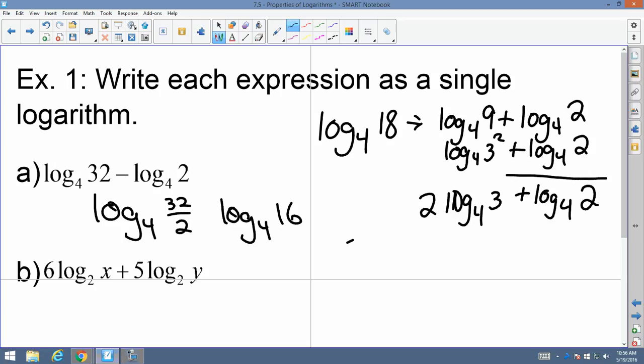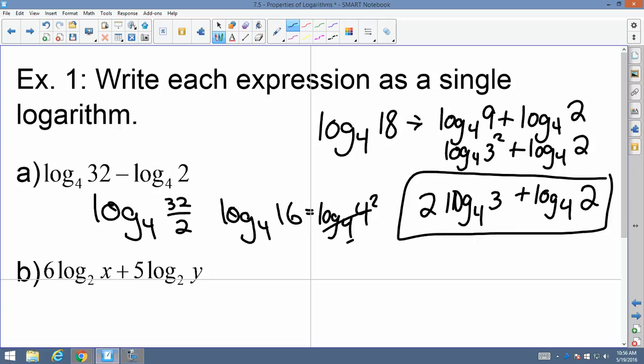of 2. What we did here, where we went log base 4 of 4 squared and it canceled and my answer was 2, that was just coincidental because I had the same base. But in this case, that would be my answer. This is all the expansion that I could do.